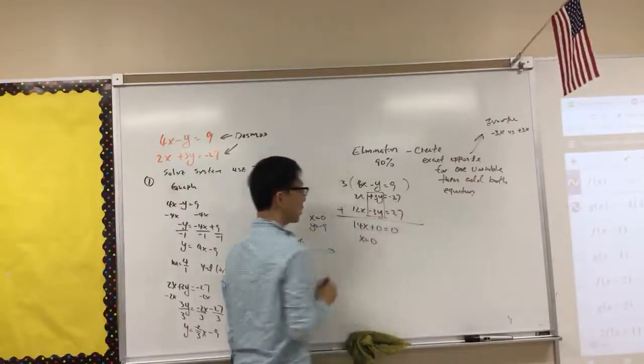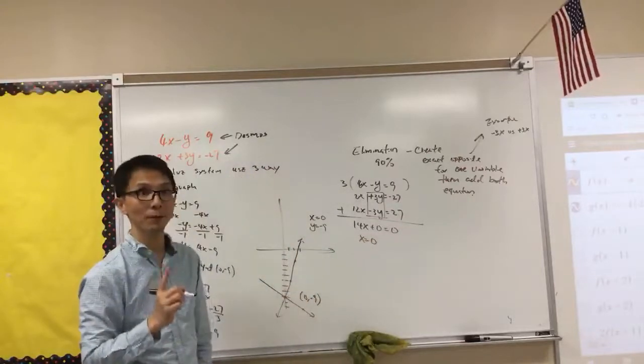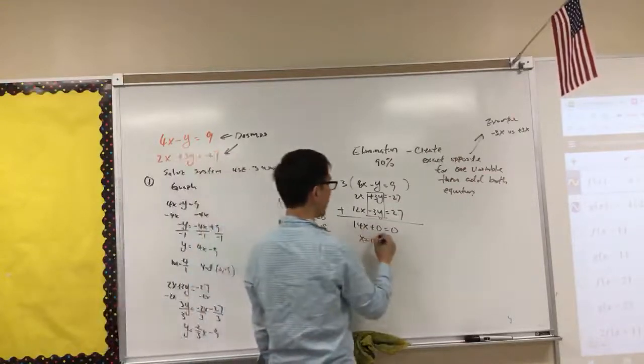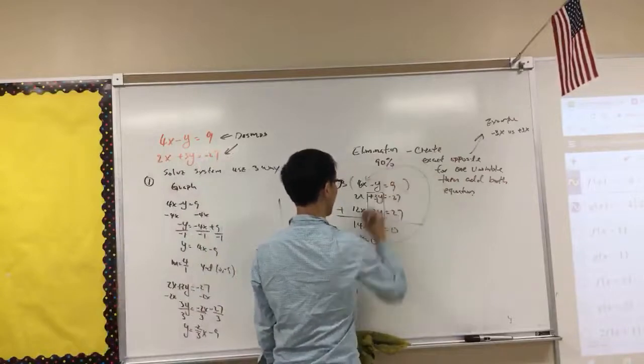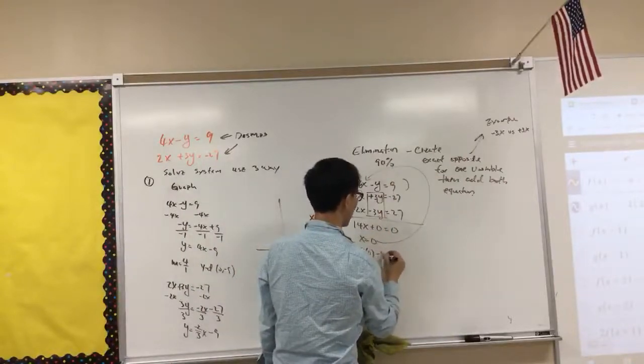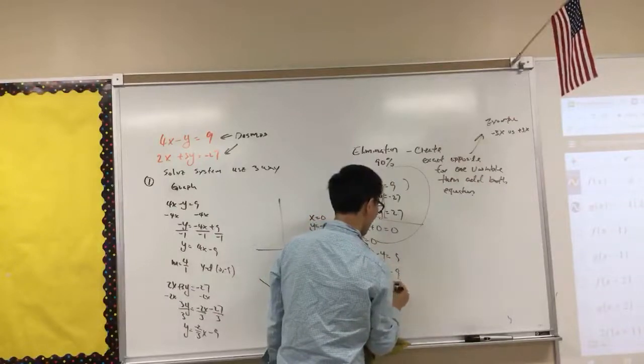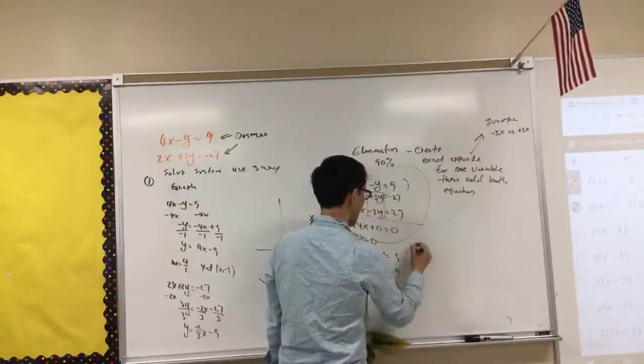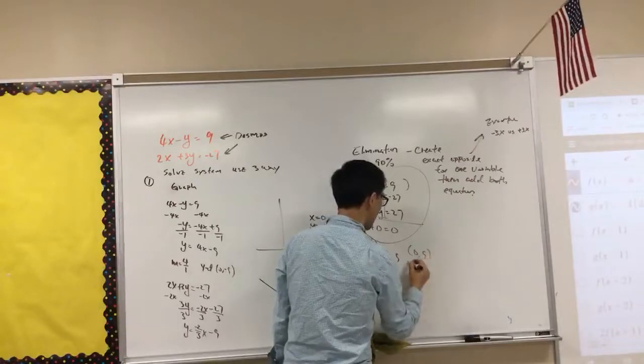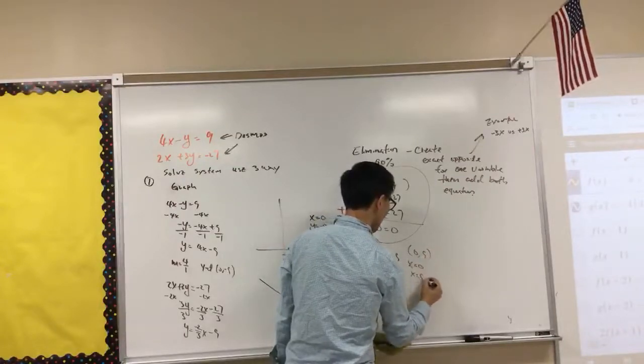x is equal to 0. You solved for one variable. Now we're going to plug the 0 into the equation here. So it'll be 4 times 0 minus y is equal to 9. Negative y is equal to 9. y is equal to negative 9. So your answer should be (0, -9), or x equal to 0, y equal to negative 9.